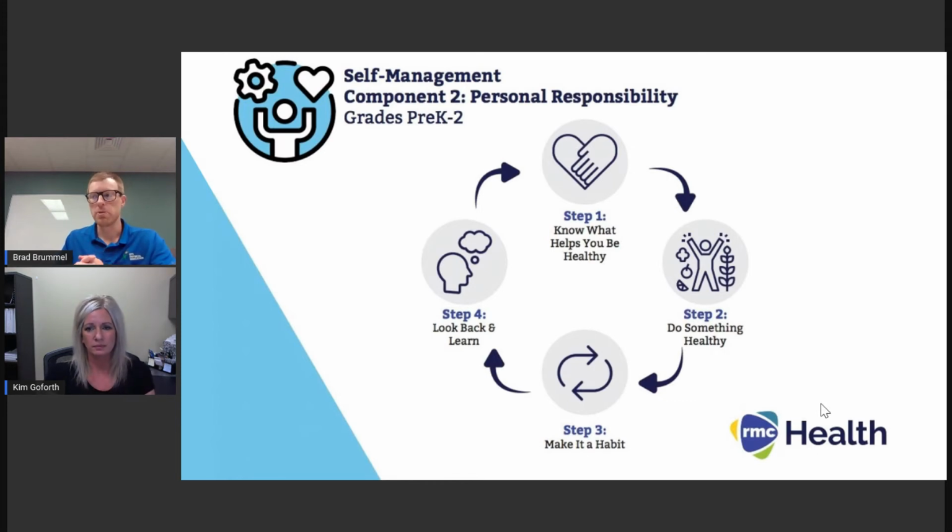So step 1 is just simply knowing what helps you be healthy, starting to recognize what a health practice is. Step 2 is do something healthy. I think these images and this easy language would be great to throw on a slide or poster for your students in the classroom. Step 3, make it a habit. Step 4, look back and learn. So you can see how this is very easy for a student to kind of use, and notice how it's a circle, it's a cycle, right? So it's constantly going. It's not something that we master and we leave alone. It's constantly going, and I love the cycle approach on these steps.